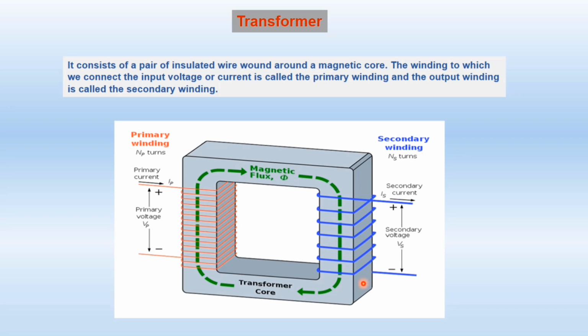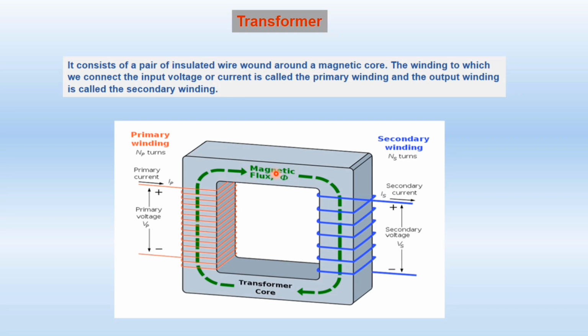So now how does it work? How does it produce voltage here at the secondary winding? When we supply voltage to the primary winding, there is a current, and because current is flowing in this coil, a magnetic field is produced. As the input voltage is AC type, the magnetic field will also be alternating. It will also be changing with time.